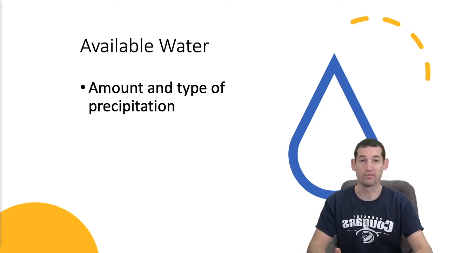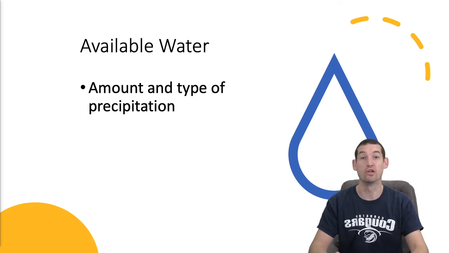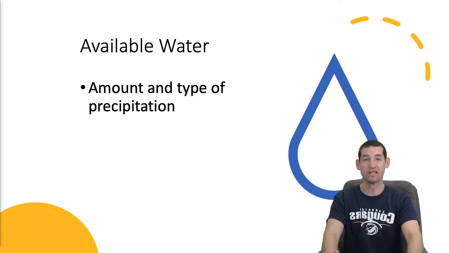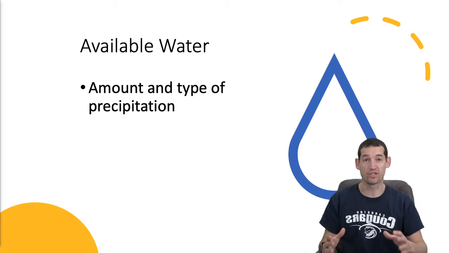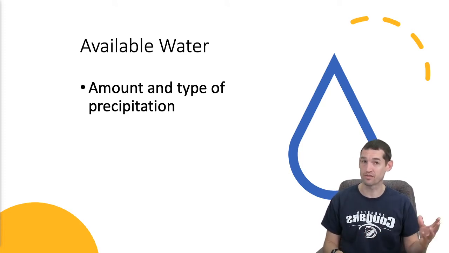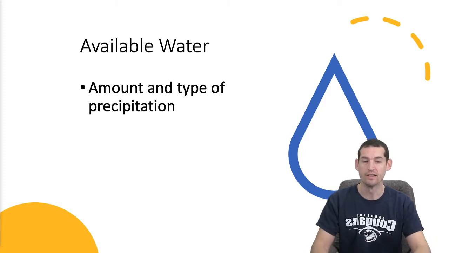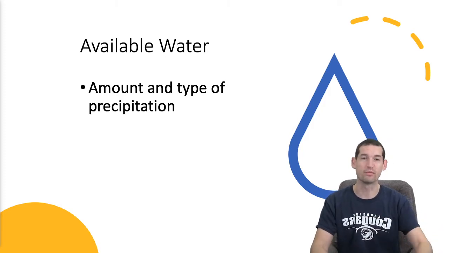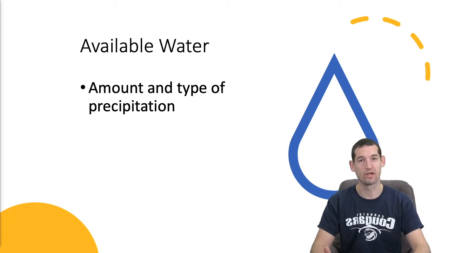You've probably heard of some places that have like the monsoons or the rainy season. Some ecosystems have a very rainy part of the year where they collect a lot of rain, and then for the rest of the year they're quite dry. Some places are more stable throughout the year, but maybe don't get as much.